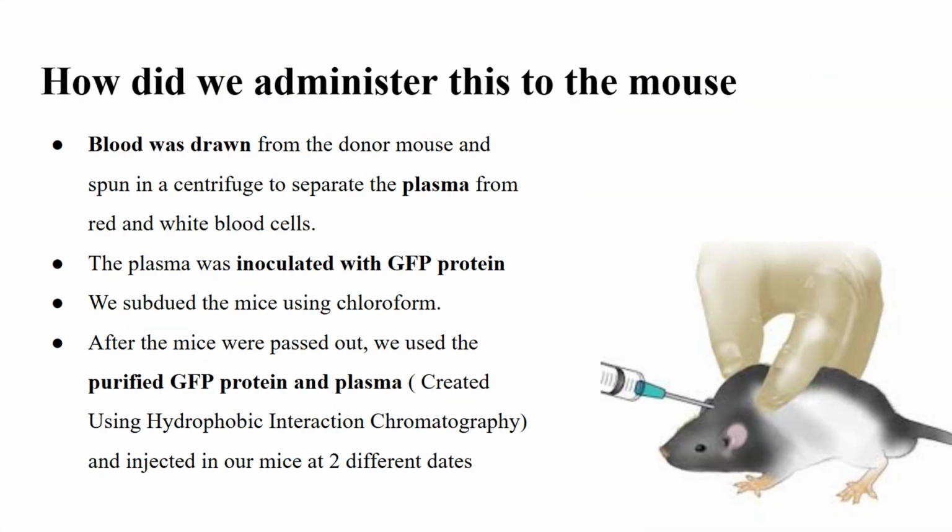So how did we administer this to the mouse? The blood was drawn from the donor mouse and spun in a centrifuge to separate the plasma from the red and white blood cells. The plasma was then inoculated with the GFP protein. We subdued the mice using chloroform to knock them out. After the mice were passed out, we used a purified GFP protein and plasma created using hydrophobic interaction chromatography and injected it into our mice on 2 different dates.